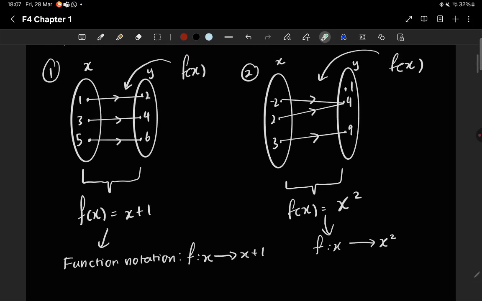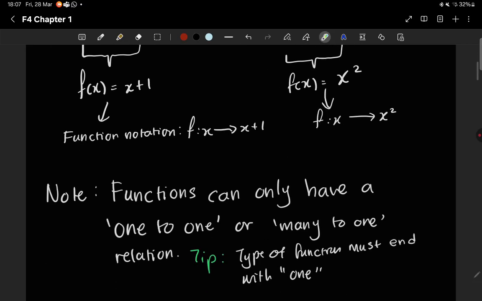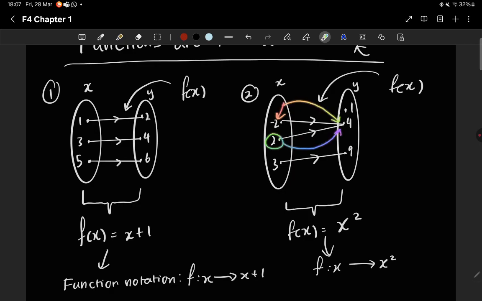Okay, if you could try to get the concept over here, that's the one-to-one. And we have a many-to-one function, a many-to-one relation, where you can see here we are given a -2 and it gives us a 4, and we also have a 2 that gives us a 4, and we have a 3 that gives us 9. So if you notice here, there are many x values that give one y value.